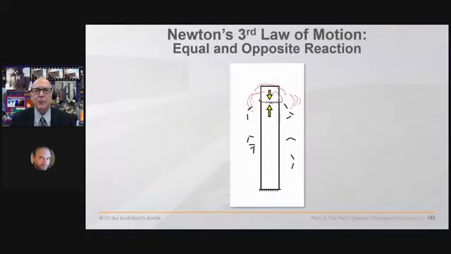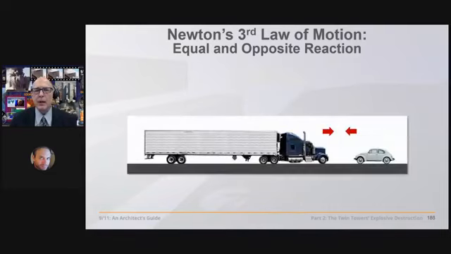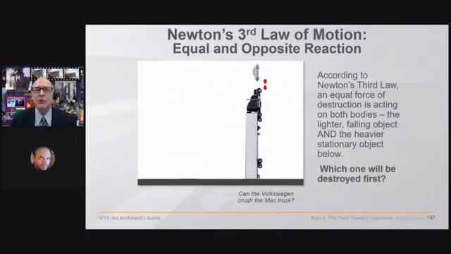There's a few problems with this theory, other than there being no evidence for it. It violates Newton's third law of motion. There's an equal and opposite destructive force. When two bodies collide with each other, the biggest and strongest one wins, right? It's pretty clear. Doesn't matter if you drop the Volkswagen onto the Mack truck.